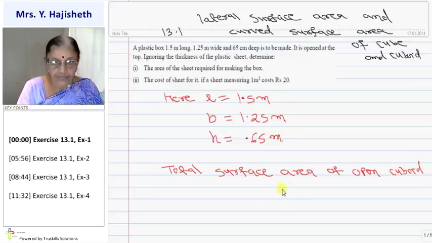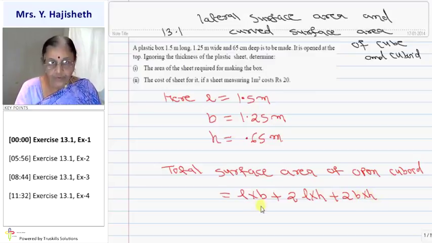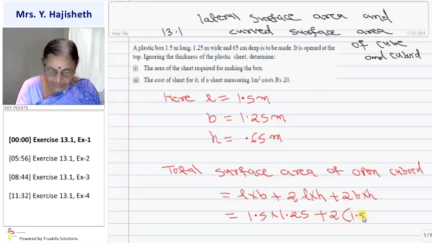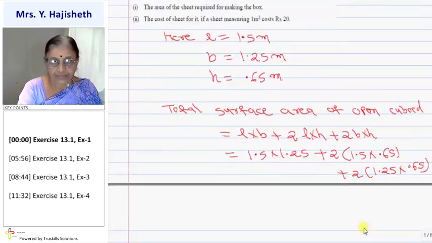Open cuboid means the formula is L into B plus 2 times L into H plus 2 times B into H, because the top is open. Put the values. L into B is 1.5 into 1.25 plus 2 times L into H is 1.5 into 0.65 plus 2 times B into H is 1.25 into 0.65. Okay. Do the calculation.